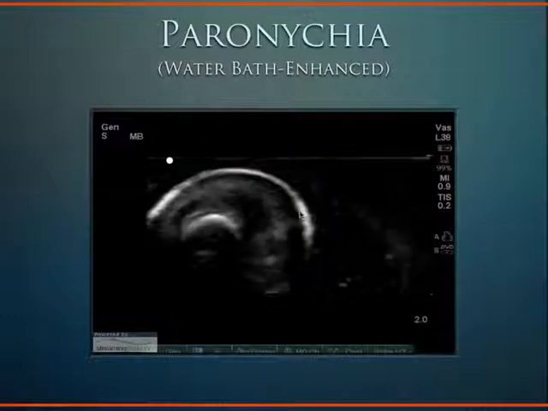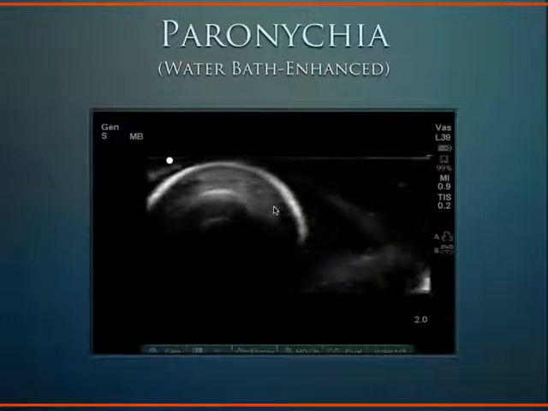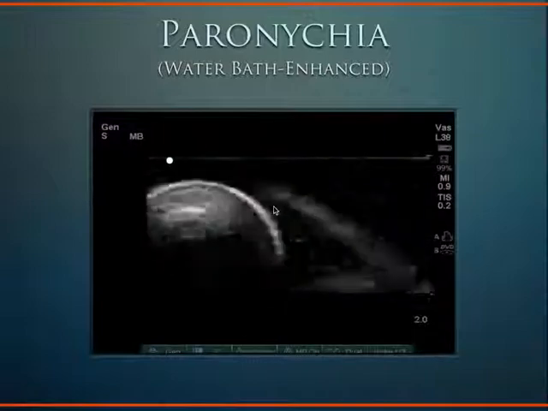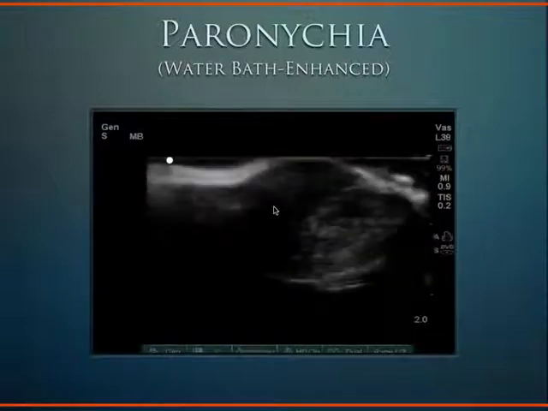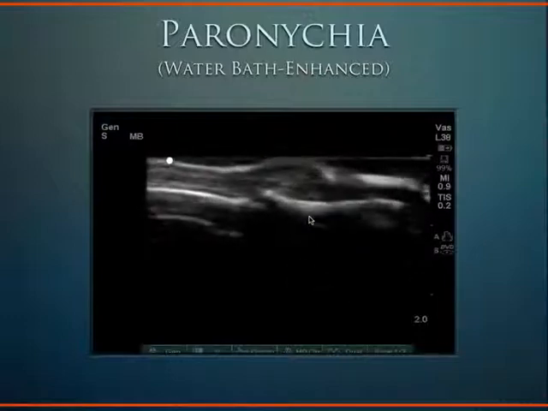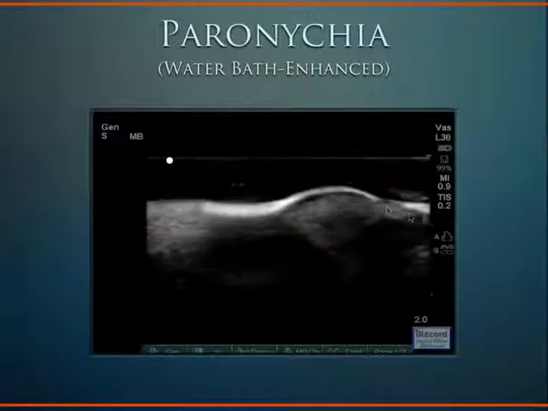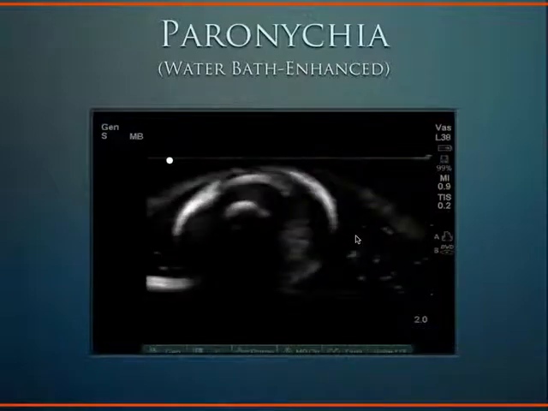Here's another example of paronychia, or infection in the finger that's just adjacent to the fingernail itself, and on ultrasound there's a lot of swelling here of this finger, and we can see as we're going through this that was actually the fingernail that was coming through there with the abscess adjacent to it.